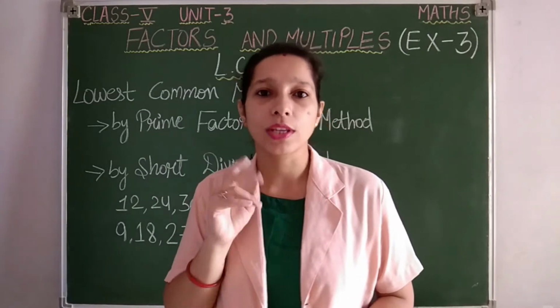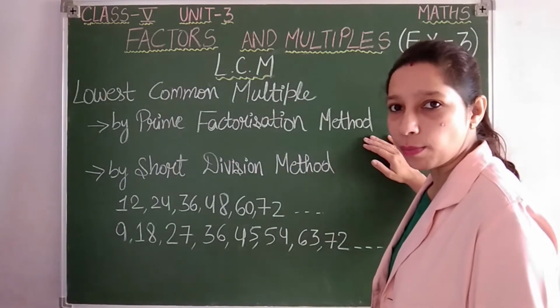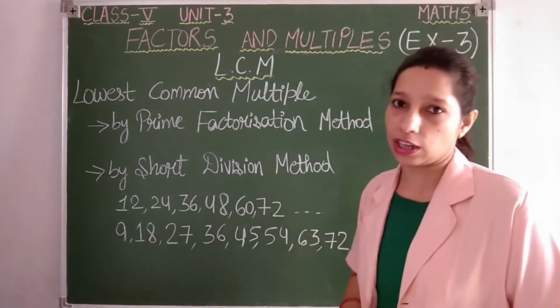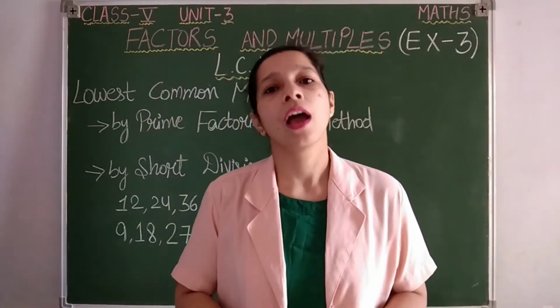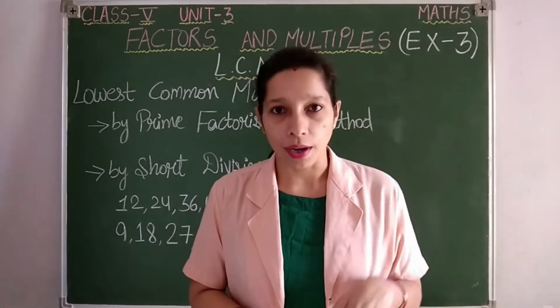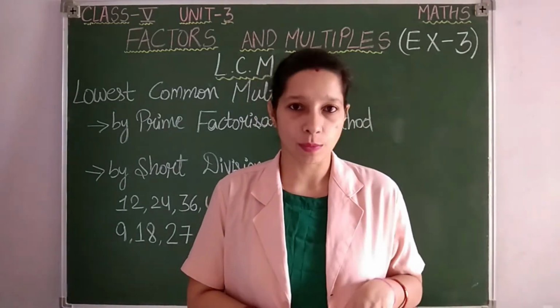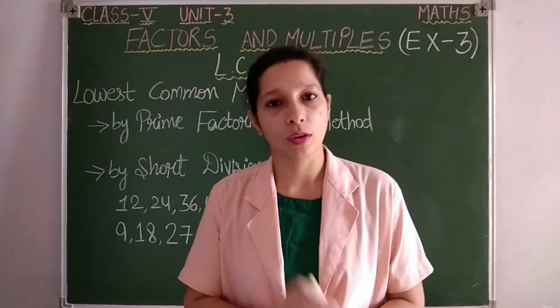LCM can be found using two methods. First method is LCM by prime factorization method. Then second method, LCM by short division method. One by one we will be seeing both of these methods. But for now, just understand this much. For any given numbers, there can be many common multiples, but we have to choose the smallest multiple, the lowest common multiple. So for this purpose, we use LCM.